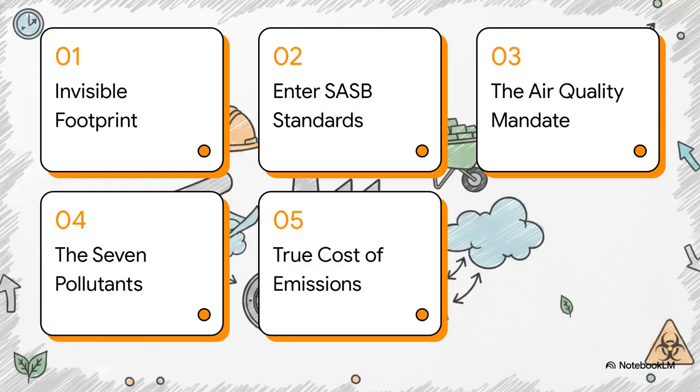Here is our quick agenda for today. We'll start with the invisible footprint, then move to the SASB standards, look at the air quality mandate, dive deep into quantifying the 7 pollutants, and finally, wrap up with the true cost of emissions.